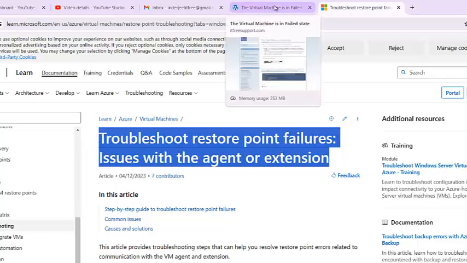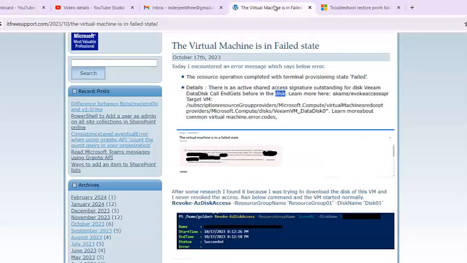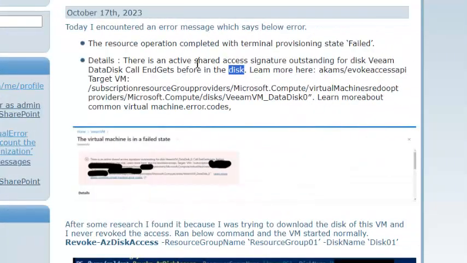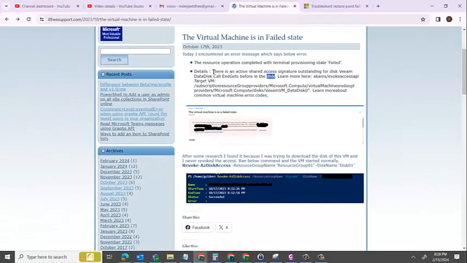My issue is listed over here, but the solution is actually not correctly mentioned over there. It's not even mentioned at all. The issue that I was facing was: there's an active shared access signature outstanding for disk, and Veeam is the name of the virtual machine. It further extends that the DataDisk call EndGets before in the disk. This is what the error message was. It's very weird, not very easy to understand, not very easy to get into.